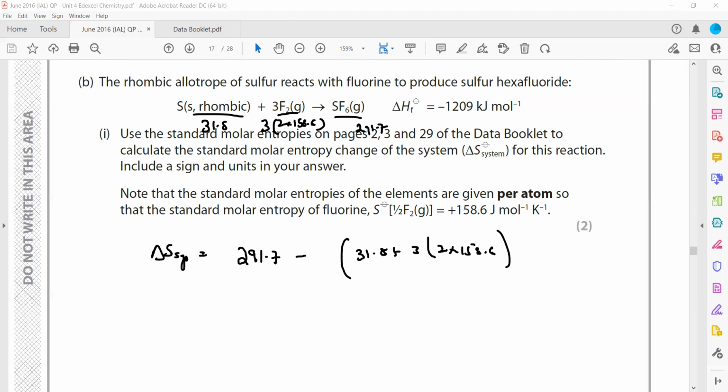So this will give us a negative value, meaning the entropy decreases, and as you can see clearly, the entropy is decreasing, because there are solid and gas with few particles. The number of particles, 1 plus 3, 4 are there, but here we have only one molecule. So we'll get a negative answer for entropy. And they already give you the entropy for half a fluorine molecule, 158.6, so one fluorine molecule will be twice this. That's why we did twice.